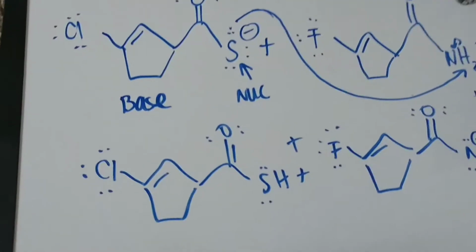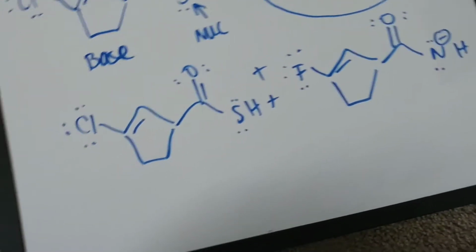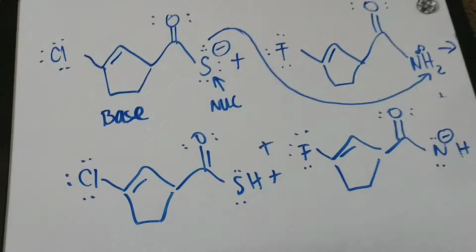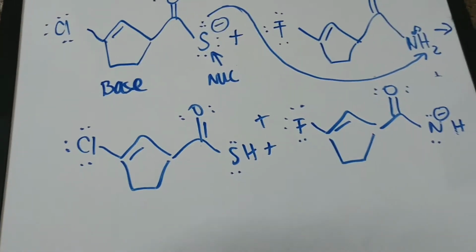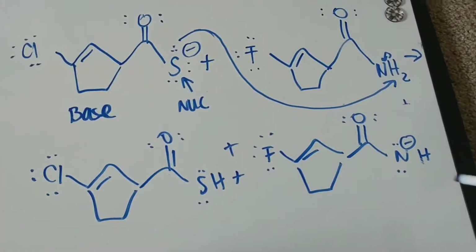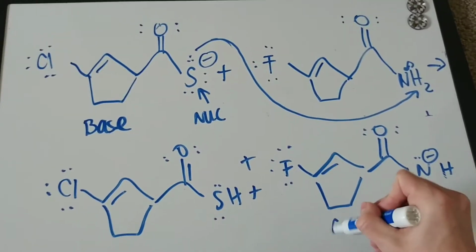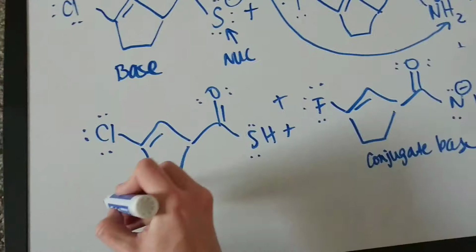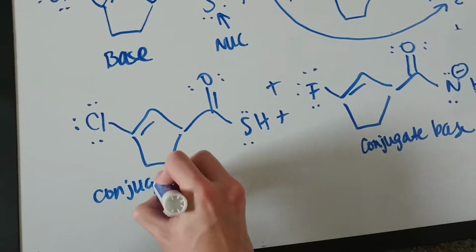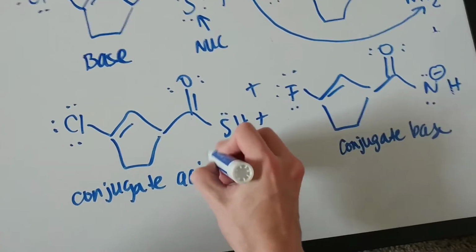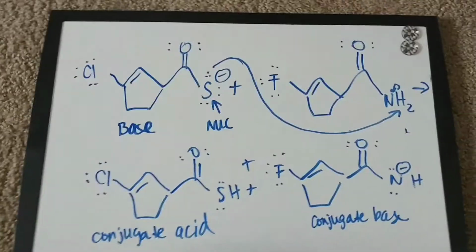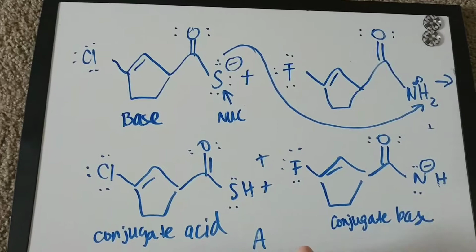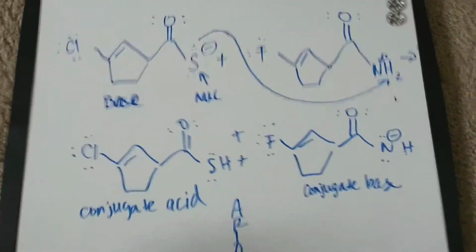And so now we want to label the conjugate acid and conjugate base. So we have the negative charge over here, so this is the conjugate base. And then this is the conjugate acid. Okay. And then looking at these, we want to go through RAO to determine strong base versus weak base.